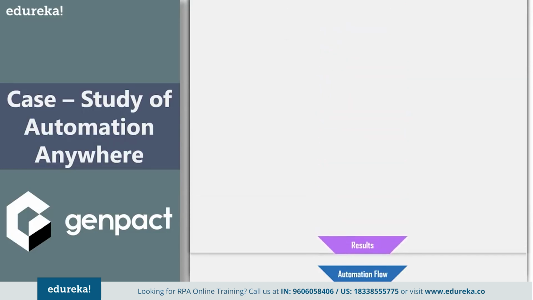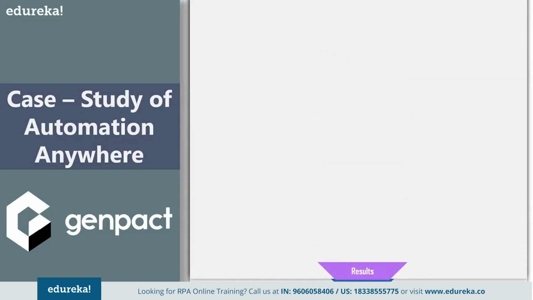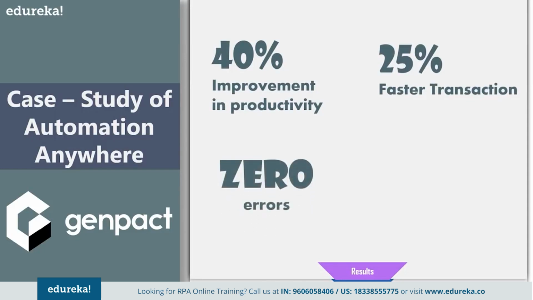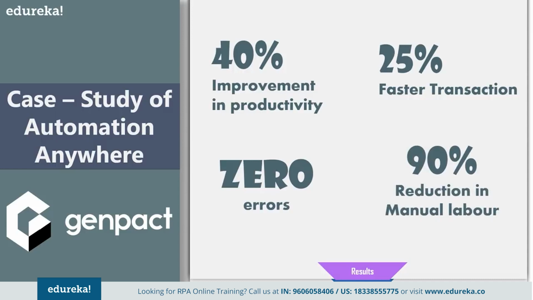Now moving on to the results of this particular solution, the results observed are quite good. There was a 40% improvement in productivity. There was a 25% increase in the speed of the transactions. There were zero errors caused, as manually people would not do anything. So there were fewer chances of errors and 90% of manual labor was reduced, right? So this is, guys, quite a good number when you observe. Looking at such results, I'm sure you would be excited to learn Automation Anywhere.